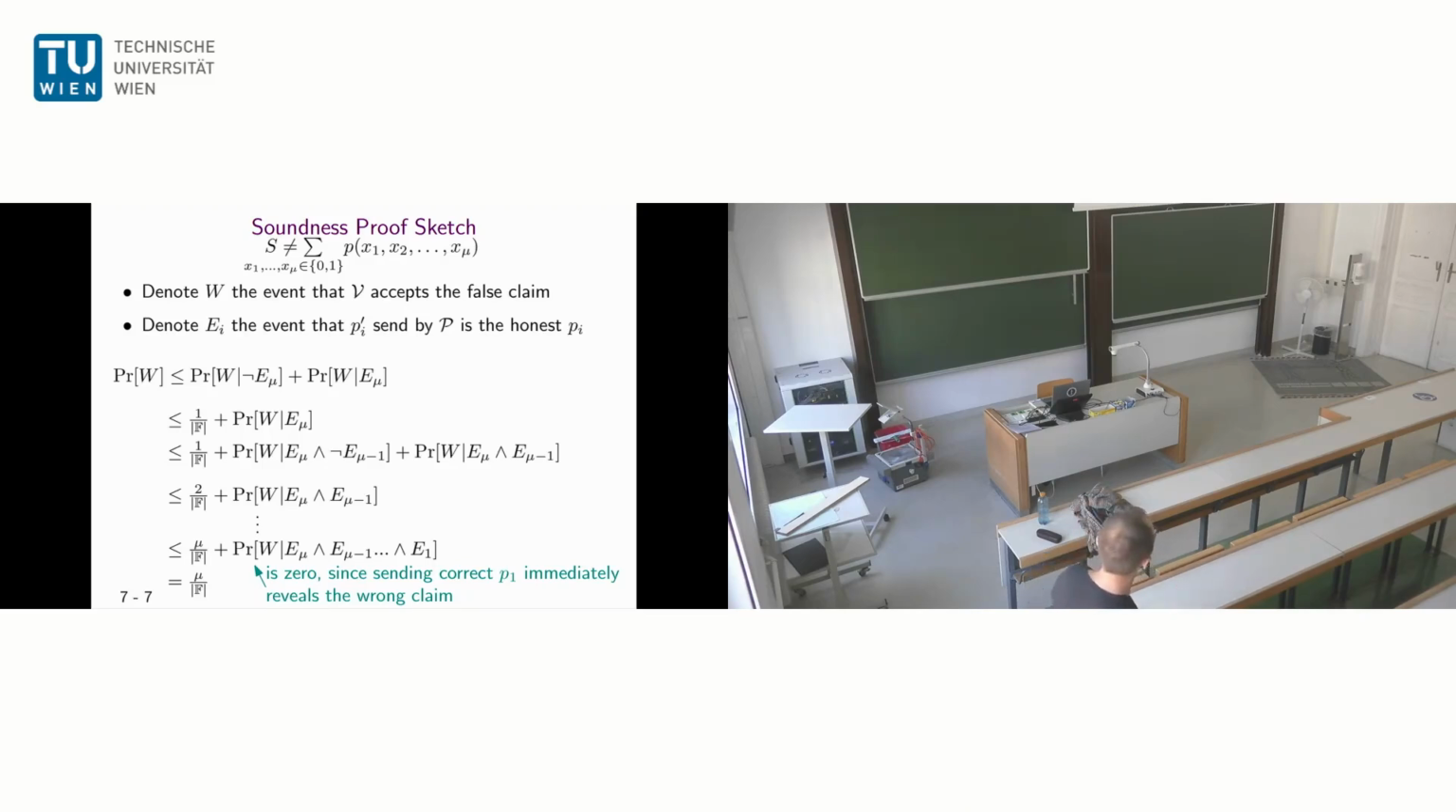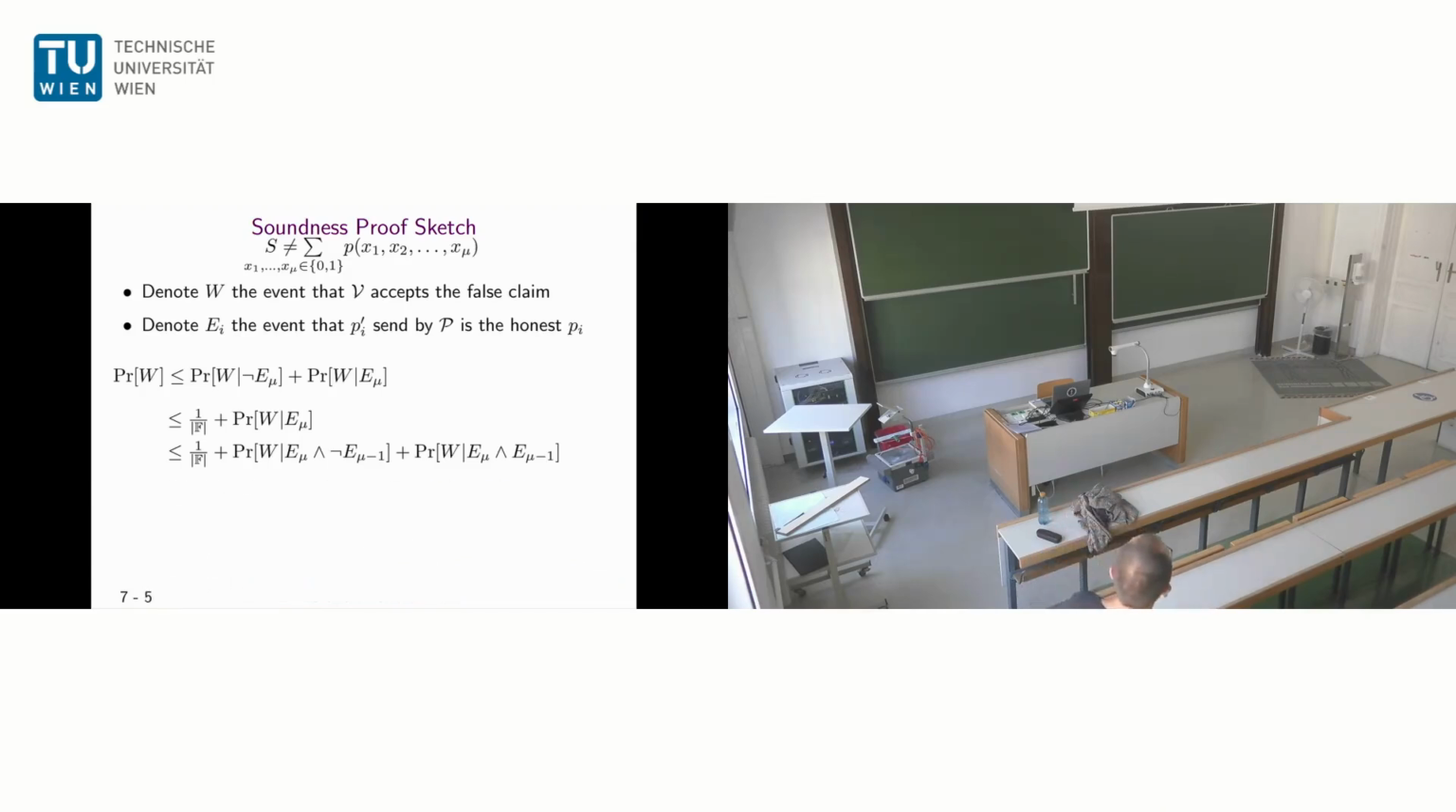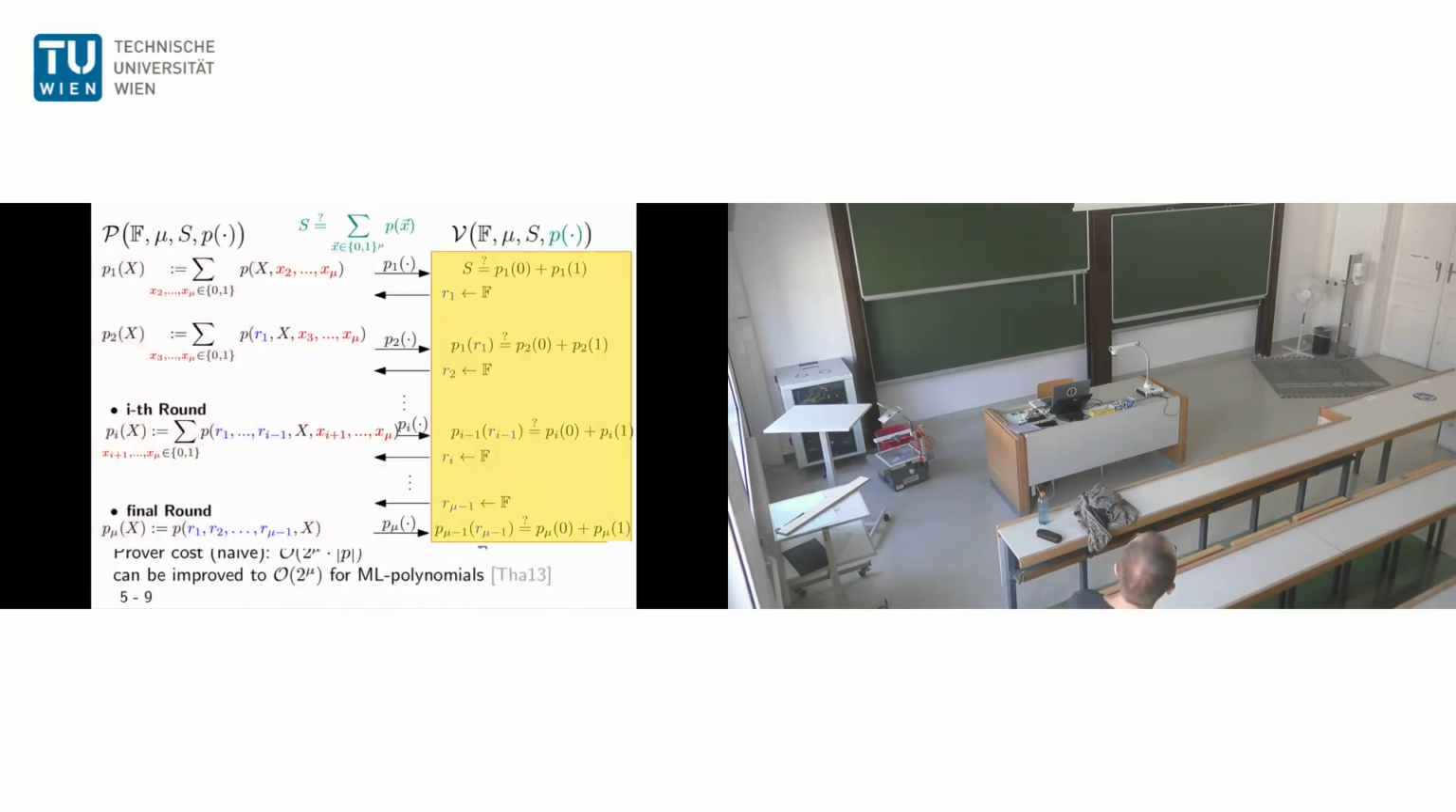Do you have any ideas what this could be? Okay, I wrote it. Yeah, it's 0. Why is it 0? Here, the worst thing the prover can do is be honest in the first round. Because if the prover in the very first round sends the correct polynomial, and the claim is false, then the verifier will immediately check and get that. You see that? So look at the first round.